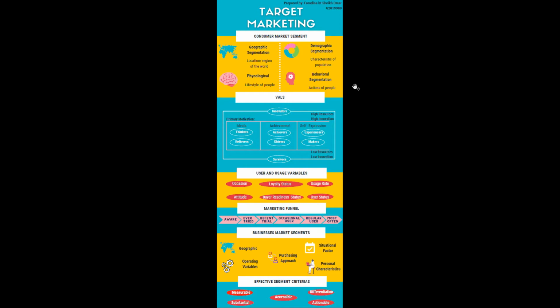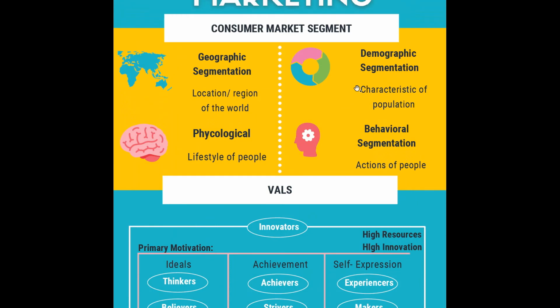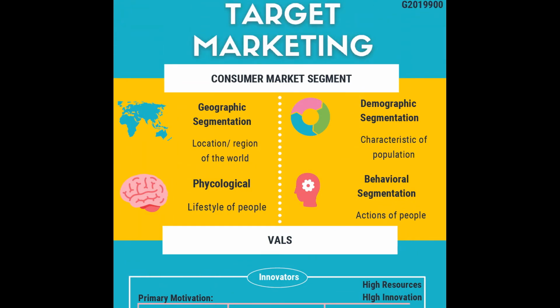What is market segmentation? Market segmentation simply means when a large or broad market is divided into homogeneous groups of people who share the same characteristics. The first market segment is geographic segmentation. Geographic segmentation means dividing locations or regions of the world. Every city and every country are different in their climate, weather, population density, culture, beliefs, and lifestyles. So urban areas have a different lifestyle than rural areas.